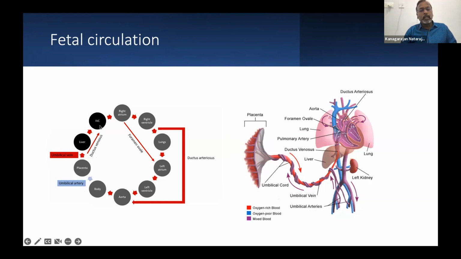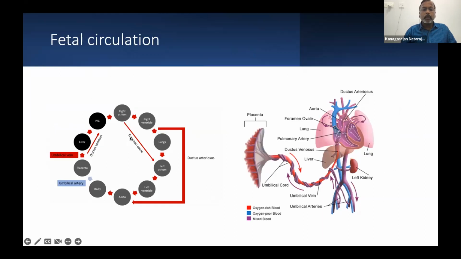Then from the IVC, there is a preferential blood flow into the right atrium. The highly oxygenated blood streams through the foramen ovale and goes to the left atrium, then the left ventricle, then the aorta and the upper body. So the oxygenated blood streaming through the foramen ovale supplies the head and the coronaries.